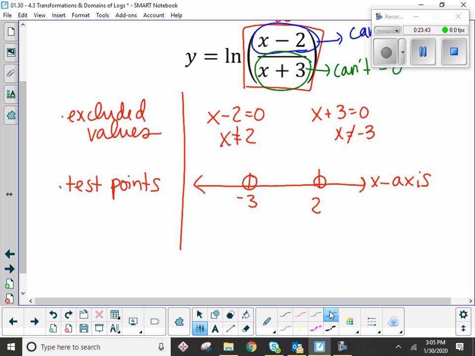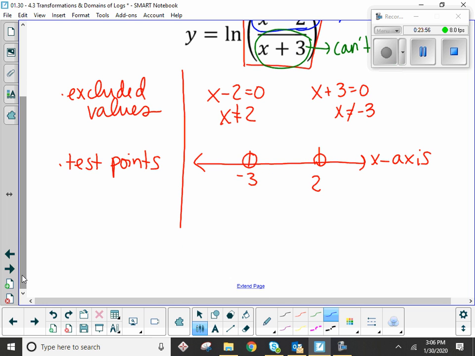I had to test how many numbers on this problem? 3, right? Because the two numbers break it up into 3 sections. We have to test on -infinity, in the middle, and then positive infinity. What number do you want to the left of -3? What would you like? -4? What number do I like between -3 and 2? 0. What do you want on the right of 2? 3.